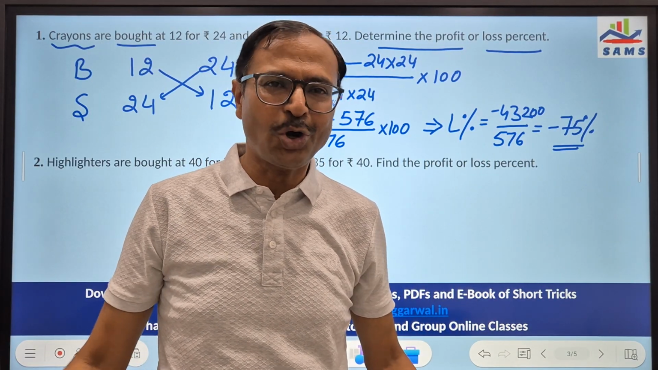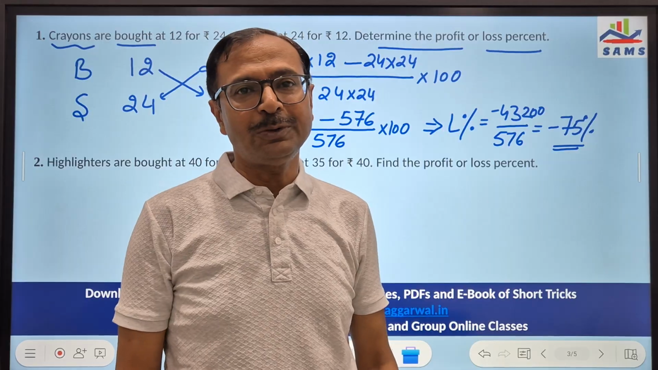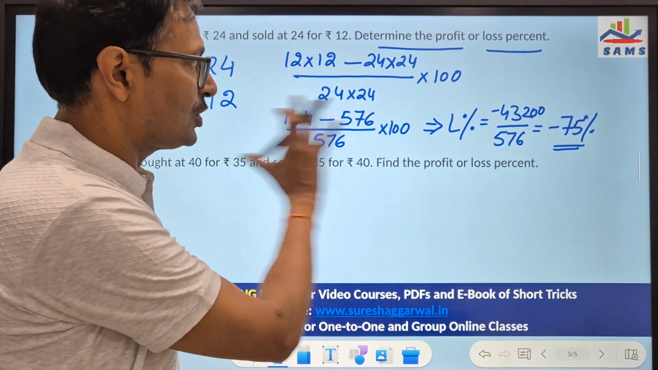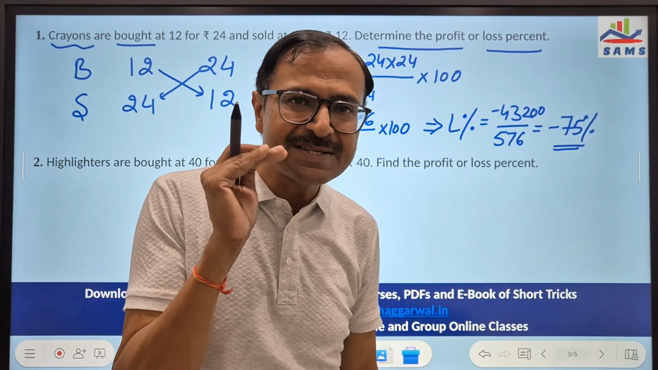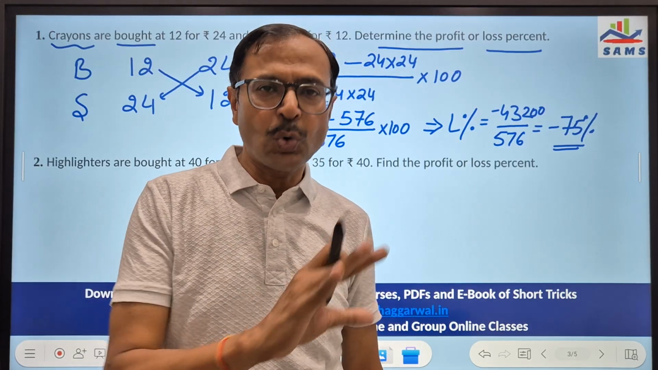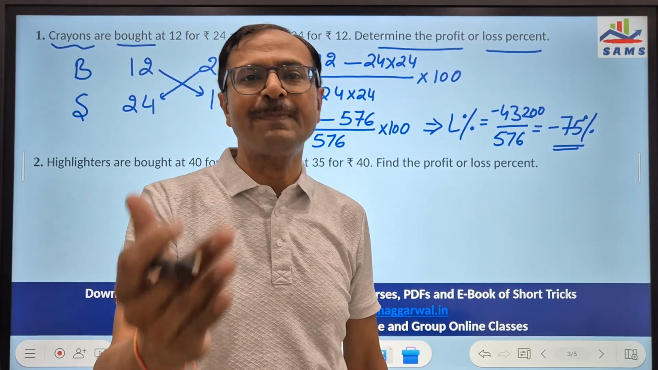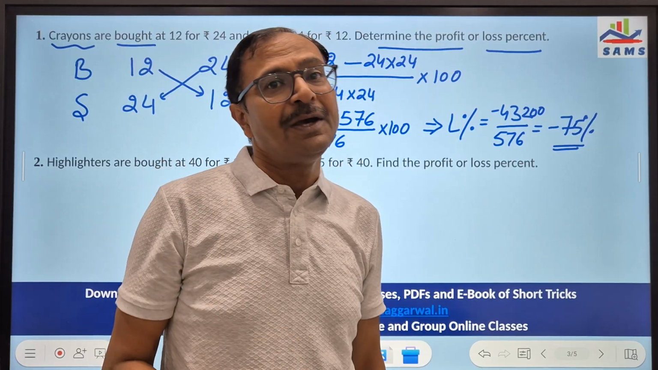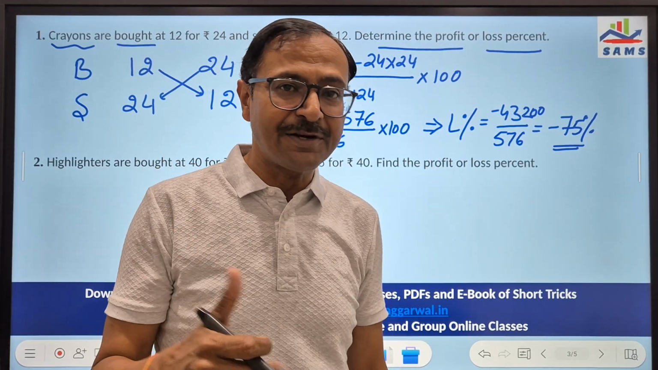Isn't that an amazing short trick, friends? I tell you, these are all based on some logic, and we have skipped the steps because multiple choice questions don't require steps, right? So they are checking your smartness, and if you are smart, you can skip steps and get to the answer directly.